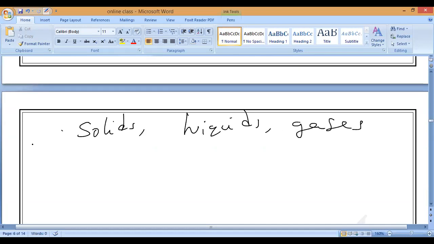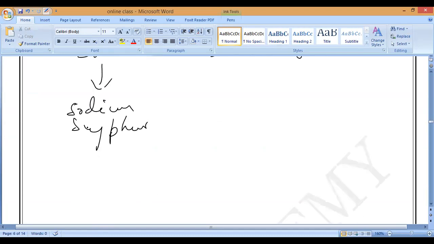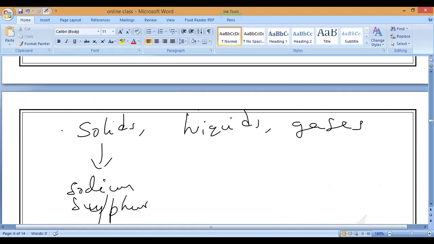If we take examples, sodium metal, sulfur, copper, iron. These are all solid elements. If we take liquid elements, can anybody say a liquid element? Mercury. Mercury is the element which is present in the liquid state. Also, you can take bromine.